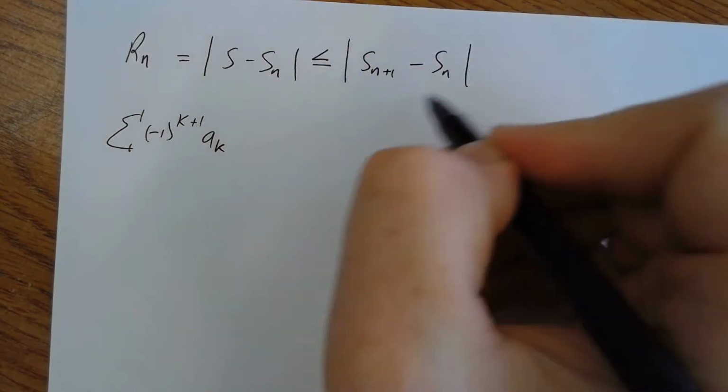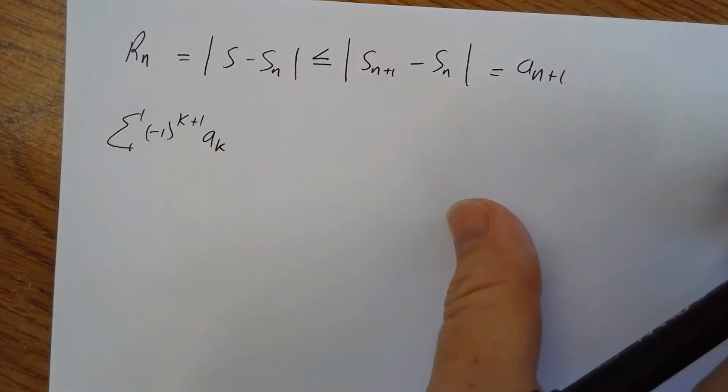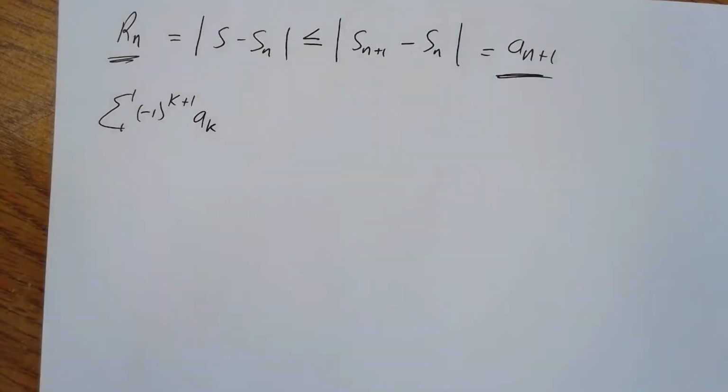Well, if I subtract these two values from each other, I end up with a sub n plus 1. So in this case, we know R sub n has to be less than or equal to the next term in the sequence. So this is the actual theorem for the remainder. It states the remainder is less than or equal to the magnitude of the first neglected term.